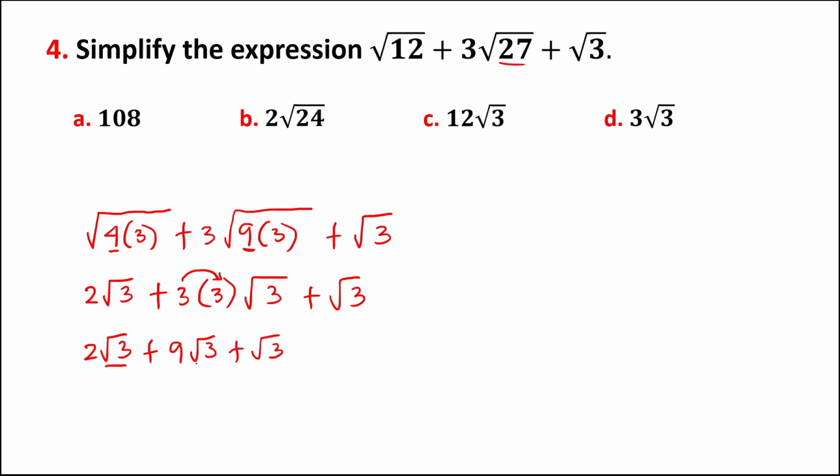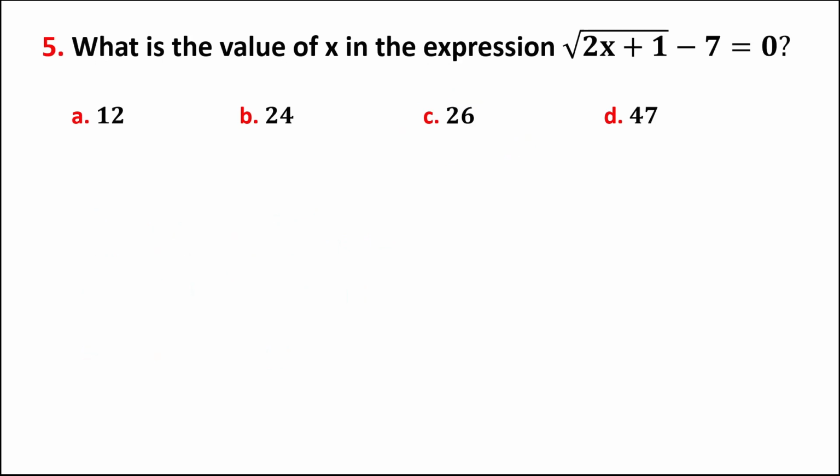Then since they are the same radicals, we can add now all the numbers outside. So we have 2 plus 9, that's 11, and 11 plus 1, this is 12, square root of 3. Then for this problem, what is the value of x in the given expression?